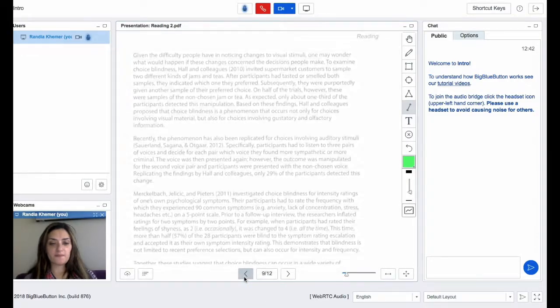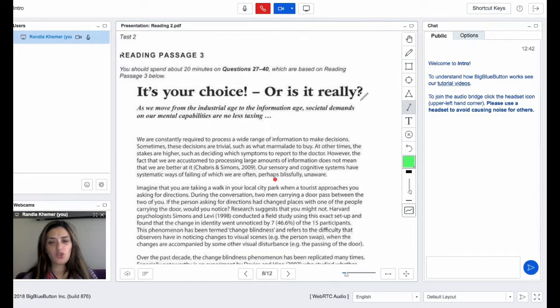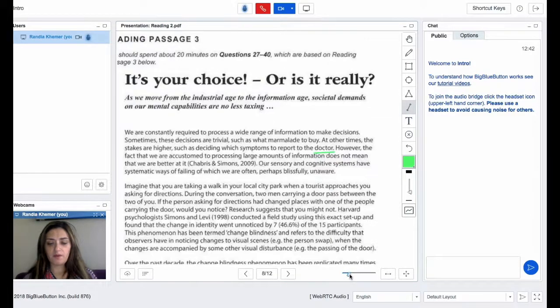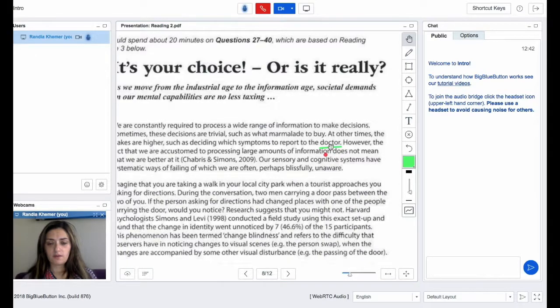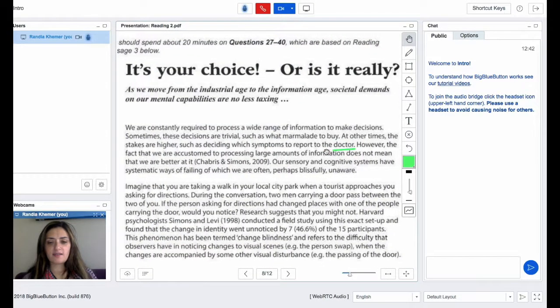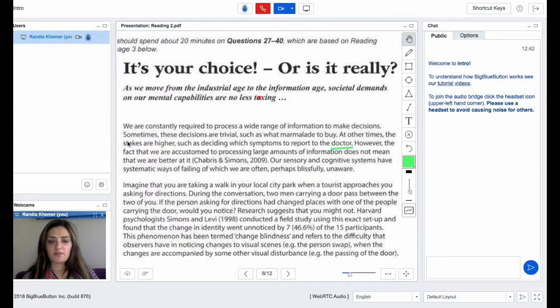So I'm going to look quickly. Usually the first question, you're going to find it in the first paragraph. Okay, here. I found the word doctor. Let me make it a little bit bigger. Okay. So I'm going to read the sentence from the beginning. At other times, the stakes are higher, such as deciding which symptoms to report to the doctor. However, the fact that we are accustomed to processing large amounts of information does not mean that we are better at it, right?